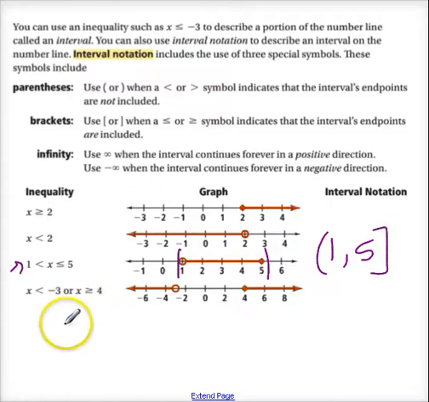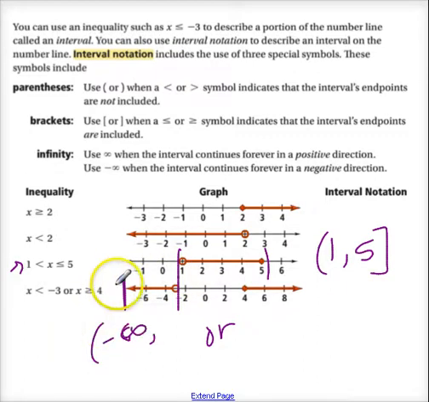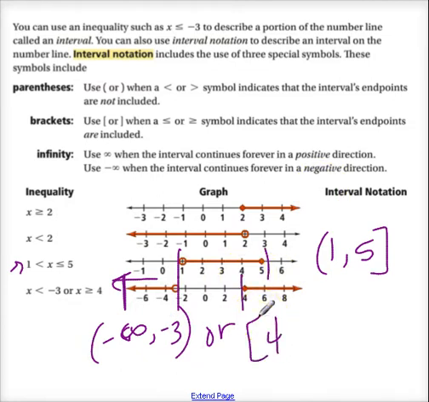And here's an OR compound. So I have two intervals to write. I'm going to use the word OR in the middle. So first, this interval, from left to right, I have a negative infinity, because it goes forever left, and it ends at, looks like negative 3 with an open circle. And then my next interval is 4, bracket, because it's included, to positive infinity with a parentheses, since it goes forever to the right.